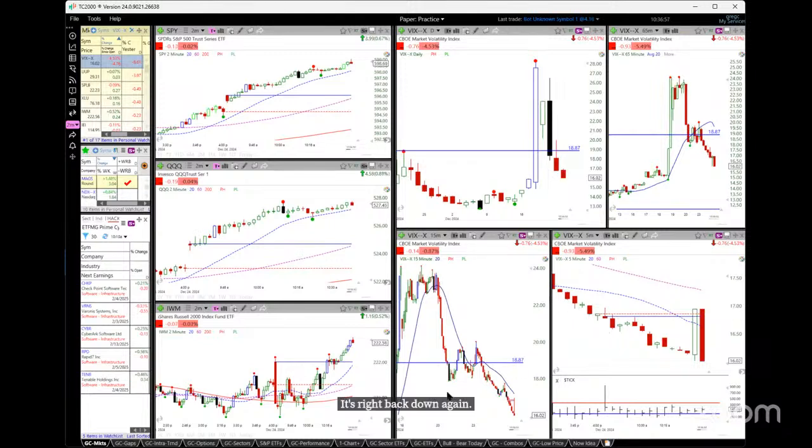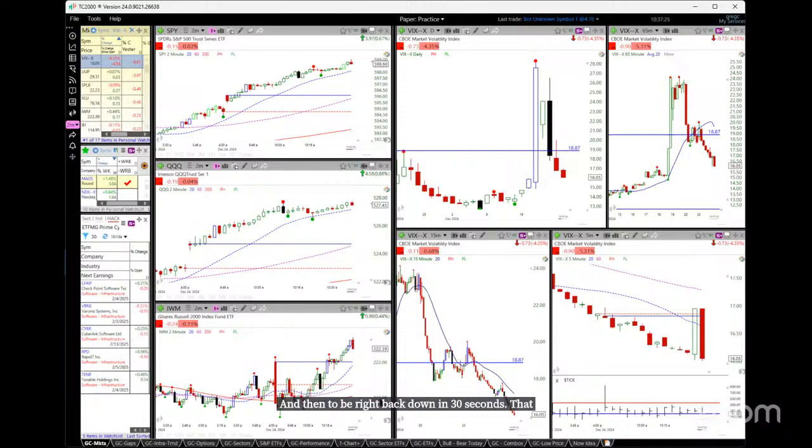That is weird. That's actually a very big percentage move. A dollar 16 in 3 minutes is huge. And then to be right back down in 30 seconds. That's weird. I'm not gonna even worry about it.